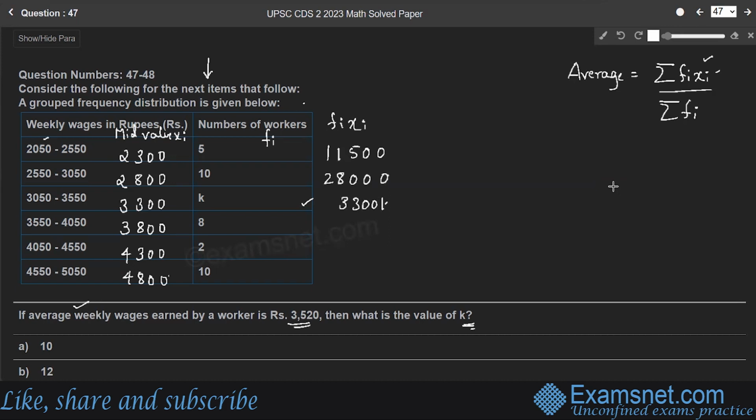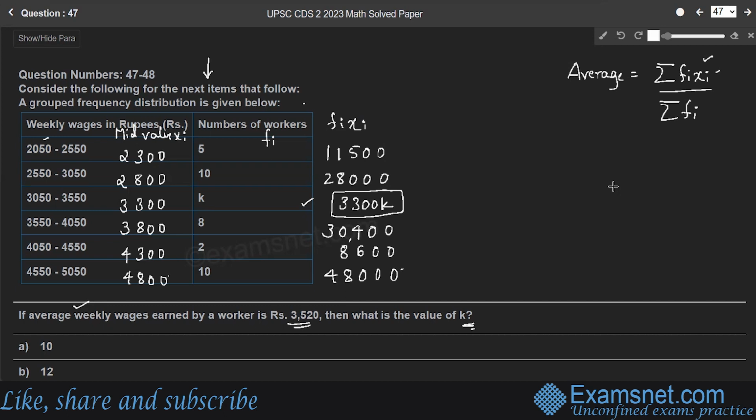3,300 into K. This is separate, which we cannot add directly. 3,800 into 8, so we'll take the product. 8 into 8, 64. So 23 plus 6 is 30,400. 4,300 into 2 is 8,600. And 4,800 into 10 is 48,000.